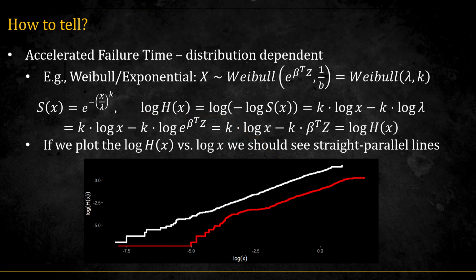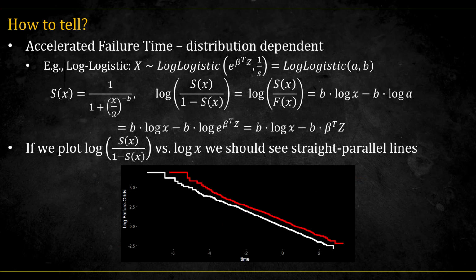For AFT, there are also individual plots we can use depending on the distribution we assume. If we assume a Weibull distribution, then following some derivation, we can get the following. So if we plot the log of the cumulative hazard versus the log of time, we should see two parallel lines. And for the log logistic distribution, we would get this derivation for the log of the survival divided by the CDF, which is called the failure odds. And so if we plot the log failure odds versus the log of time, we should also see two parallel lines. The accompanying notebook has all the code needed to reproduce the results and the graphs shown in this video.